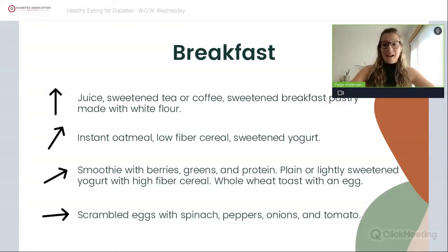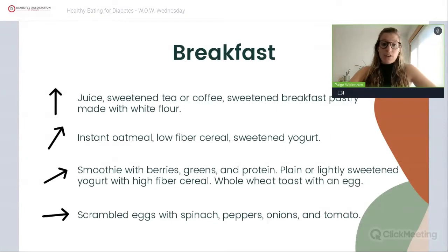But if we're talking about breakfasts, those things that we may have with breakfast that are going to cause a really rapid increase in our blood sugars are going to be juice, as we just talked about extensively with my last example, sweetened tea or coffee, and sweetened breakfast pastries, especially those made with refined grains or white flour. So if we're thinking of cinnamon rolls or Pop Tarts, or pastries from your favorite coffee shop that aren't made with whole wheat or whole grain, those are going to increase our blood sugars fairly rapidly.